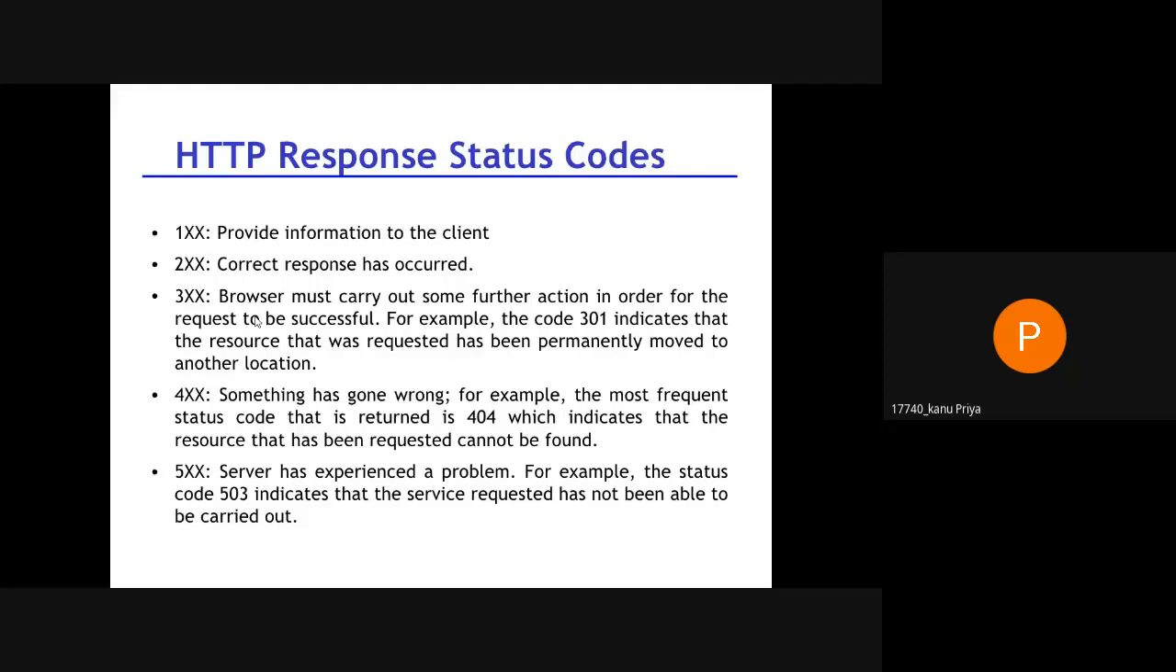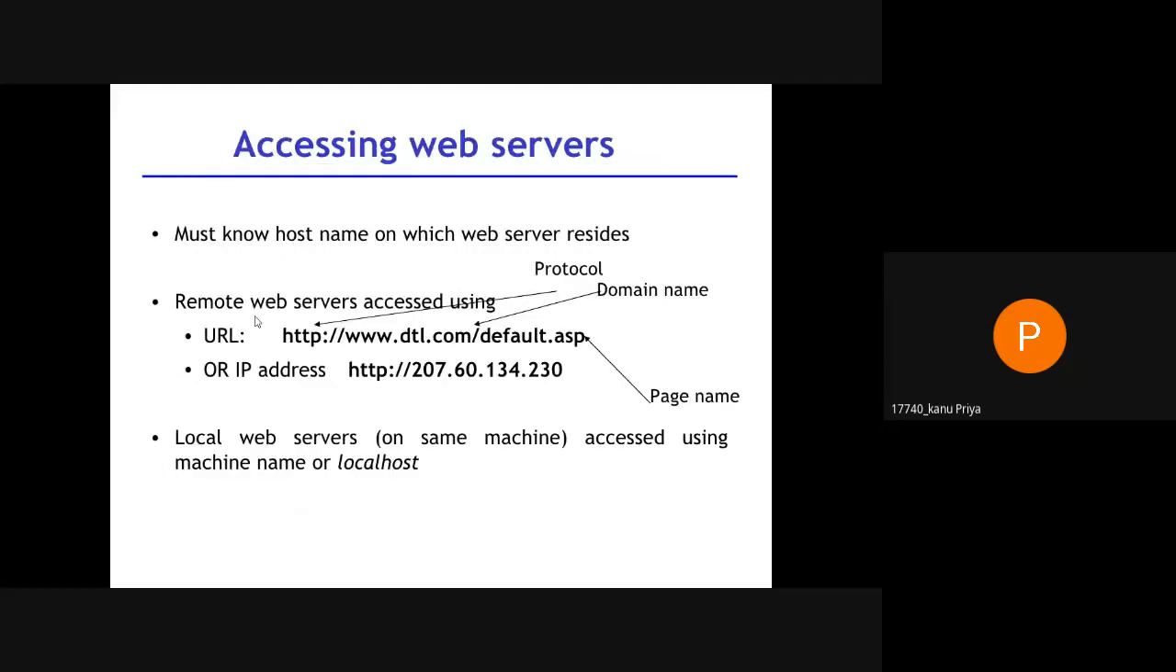5XX means the server has experienced a problem. For example, the status code 503 indicates that the request has not been able to be carried out by the server. Accessibility of a web server: you must know the host name on which the web server resides. Remote web servers are accessed using the protocol and domain name or IP address. A local web server is accessed using the machine name or localhost.